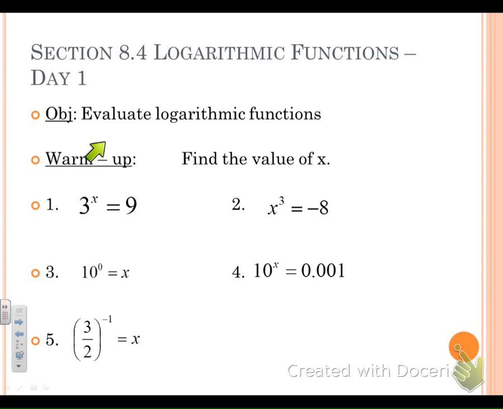First off, let's make sure everybody writes down evaluate logarithmic functions. And then I want you to see if you can figure out the value of x in each one of these spots. See if you can find the value of x in each one of these spots.